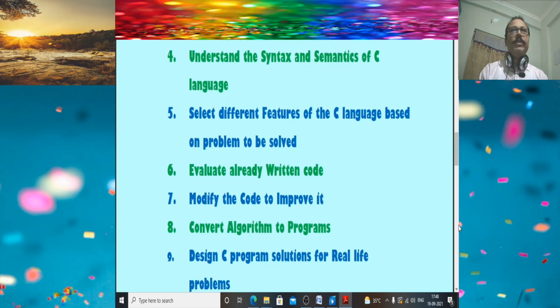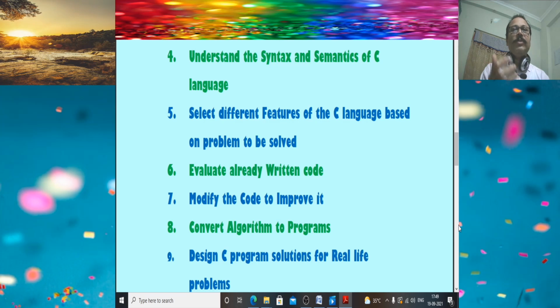Next, select different features of C language based on problem to be solved. So this is a very, very important point. You cannot use all the features of the language to solve all the problems. So you have to choose appropriate features of the language depending on the problem to be solved. If you select appropriate features, then your solution becomes simple. Otherwise it becomes complex.